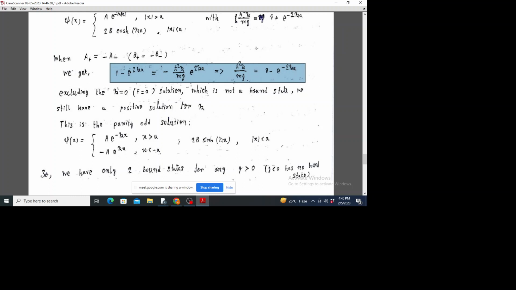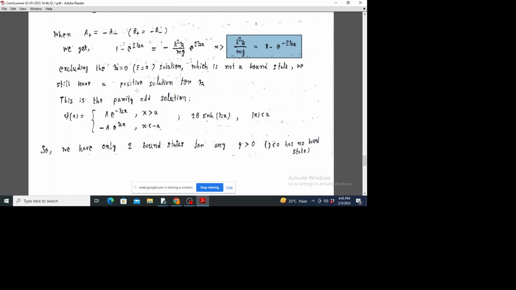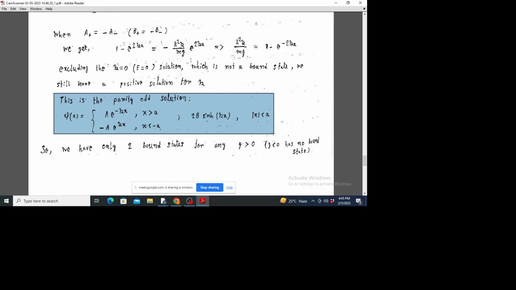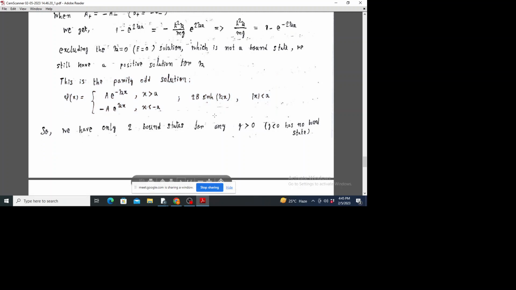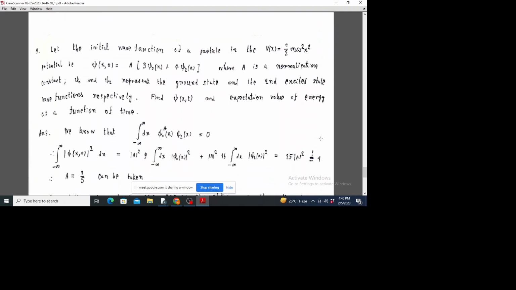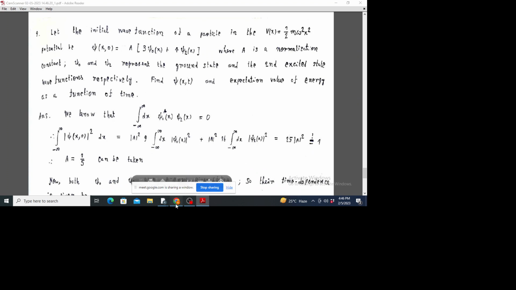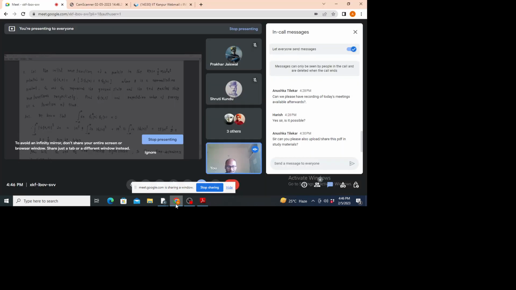But this equation has another positive kappa solution, and that will give us another bound state. So that will be the parity odd solution, and that's the answer. So we have two bound states for any g greater than 0, and it can be checked that g less than 0 has no bound state. Okay, so enough with the delta function.